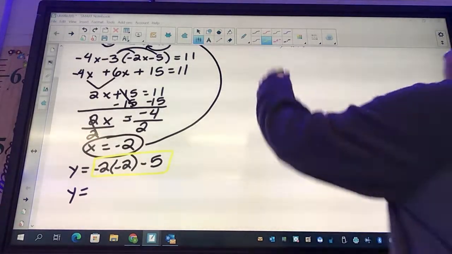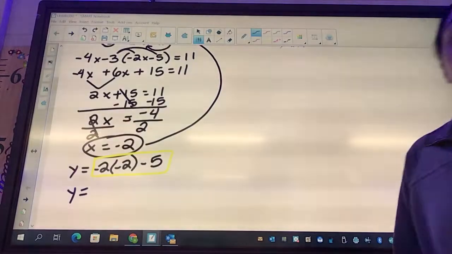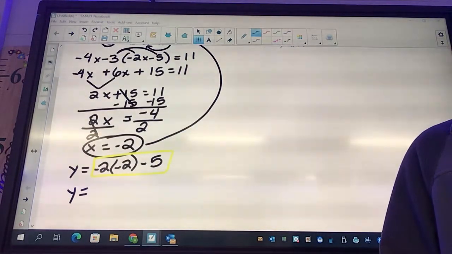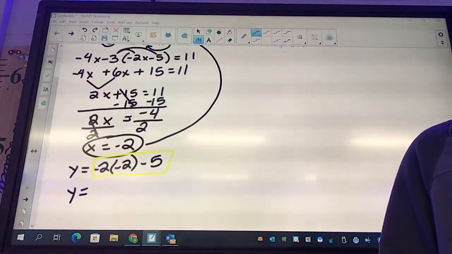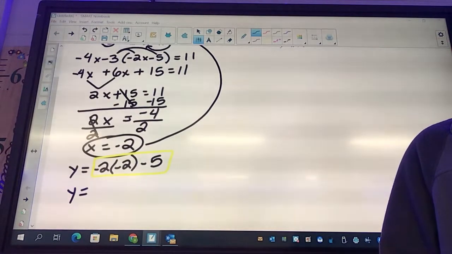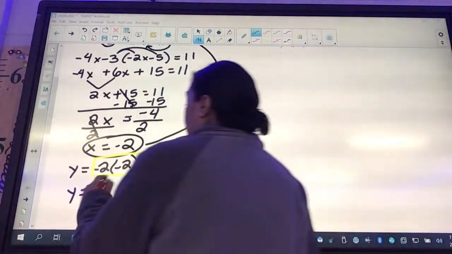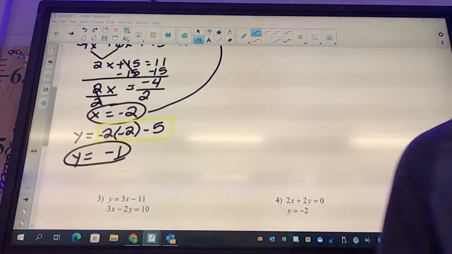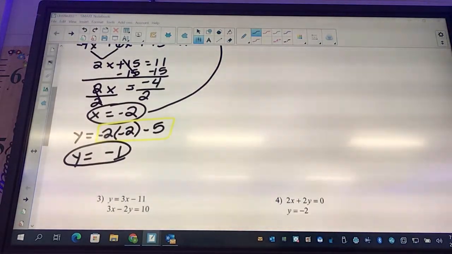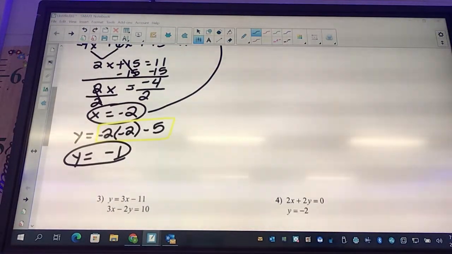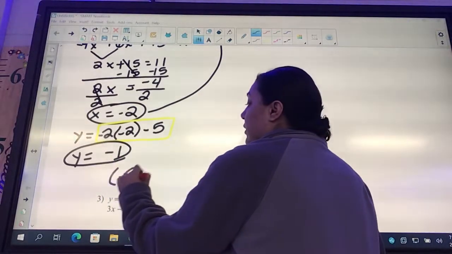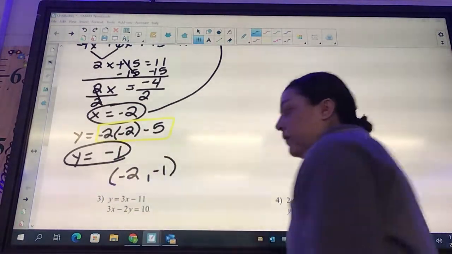Okay, and what do you get for that when you plug that in on your calculator? Negative 1? Okay, are we finished? We've got to write it as a coordinate. Okay, so it should look like parenthesis, negative 2, comma, negative 1.